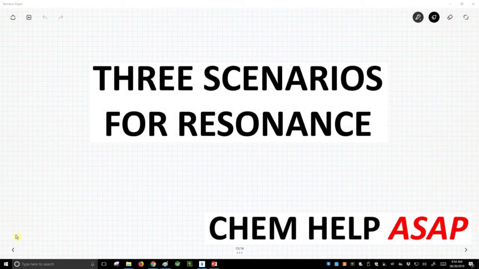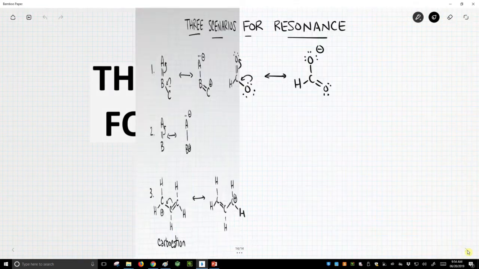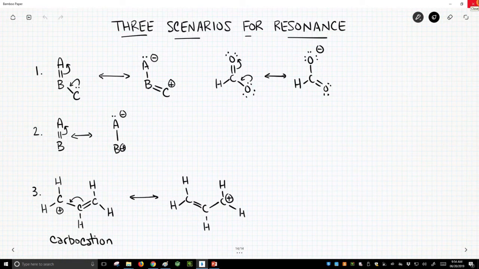In previous videos we've talked about resonance, and we've really applied resonance in only one situation. And there are actually three scenarios where we will encounter resonance. So I want to review the first one and then talk about the other two. We have on the screen the three scenarios, or three templates, from which we'll apply resonance.